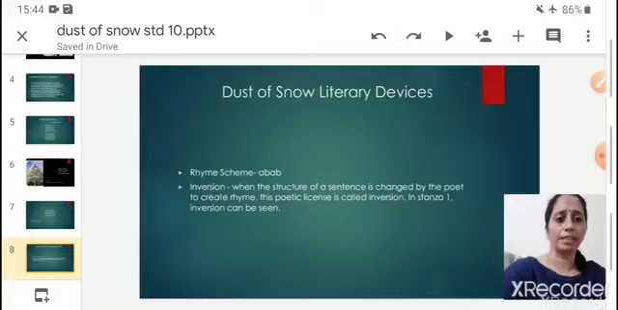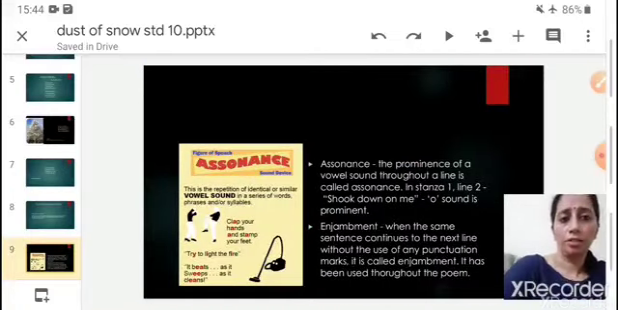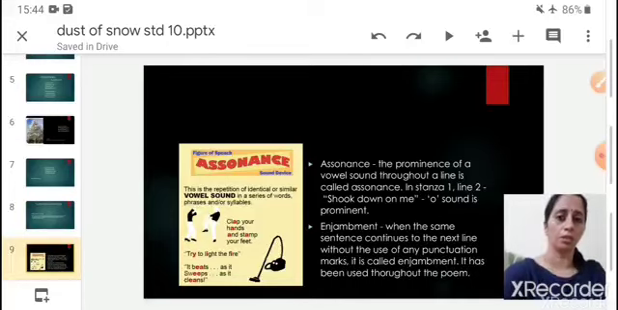Another literary device, let us see. We have a figure of speech, that is assonance. Now what an assonance is, let me explain that to you. The prominence of a vowel sound throughout a line is called assonance. Now when the sound of a vowel, what are vowels? A, E, I, O, U. When the sound of any one of these vowels gets repeated in the same line, the sound can be either at the beginning of the word, in the middle, or at the end. So when the sound of a vowel gets repeated, it is called an assonance.